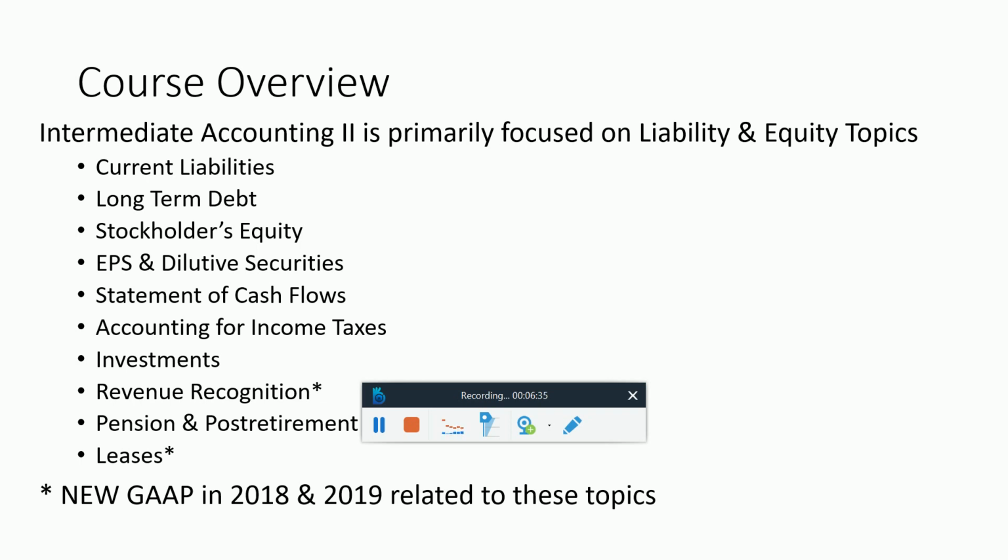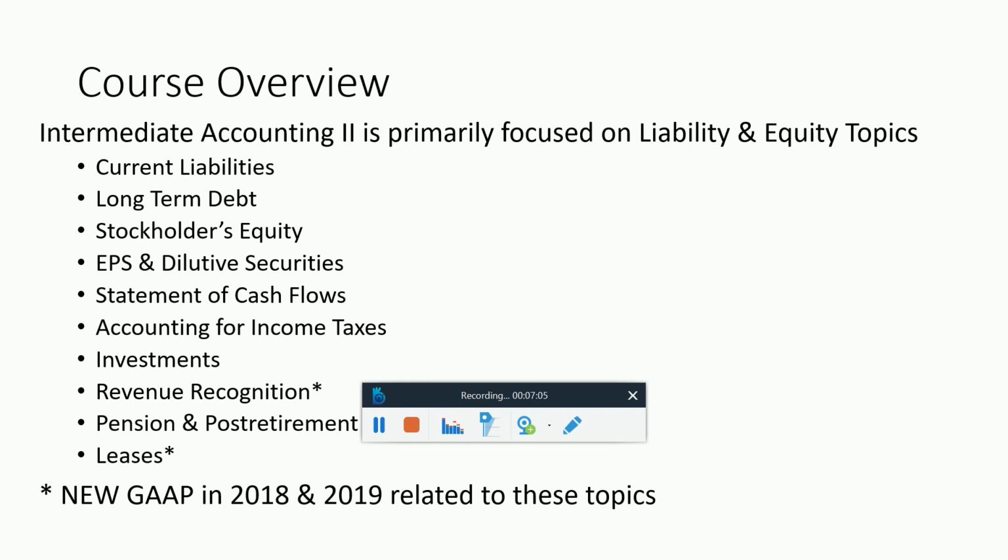So when a company has excess cash and they make a decision to invest in other companies or invest in debt securities, we'll talk about that. And then we'll also be spending time talking about revenue recognition, pensions and post-retirement benefits, and leases. And the asterisks by revenue recognition and leases are because in the last 2 years, there have been major new accounting pronouncements that have come out regarding those two topics.